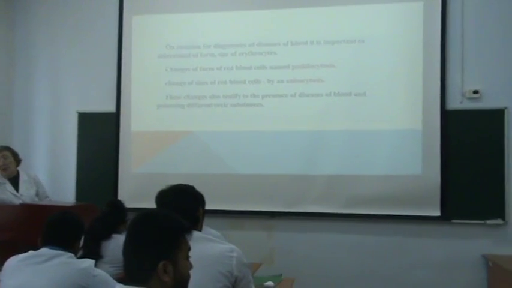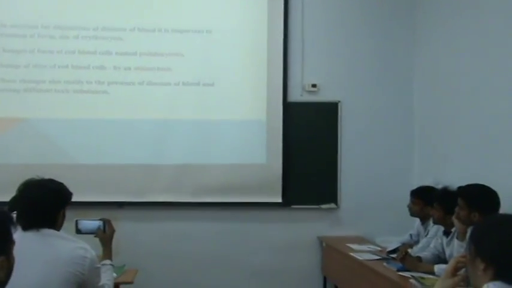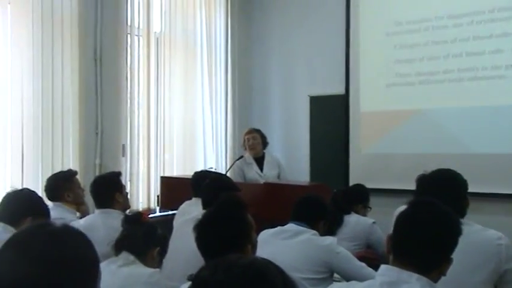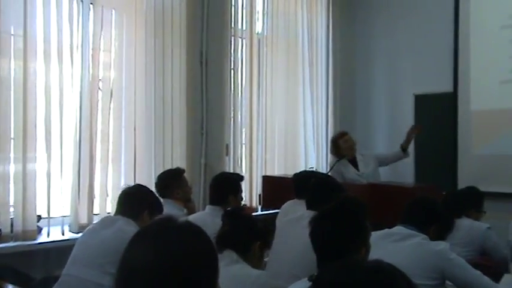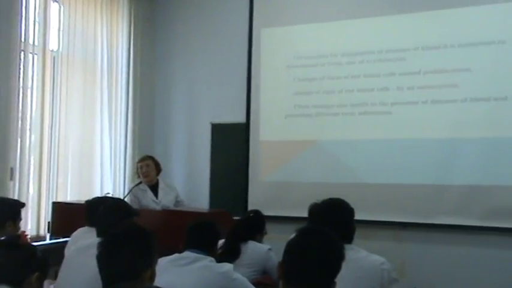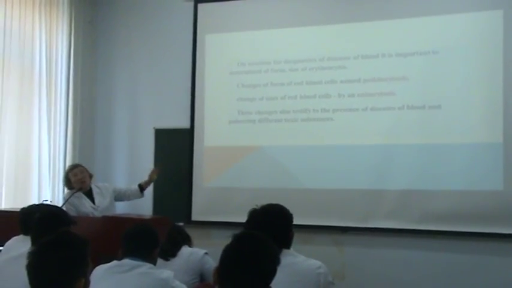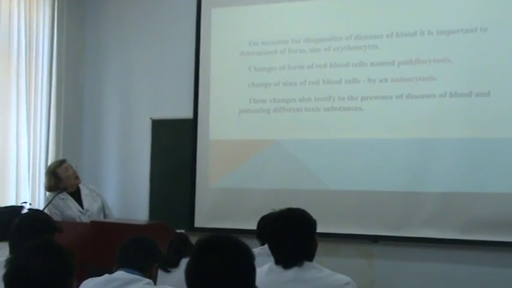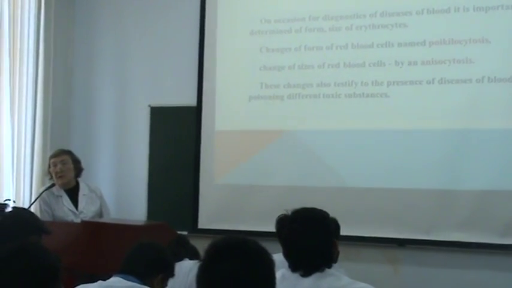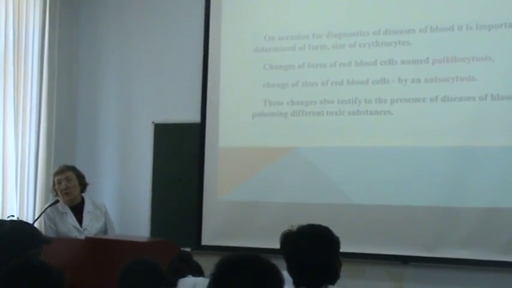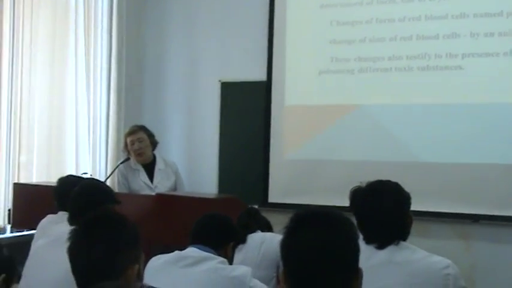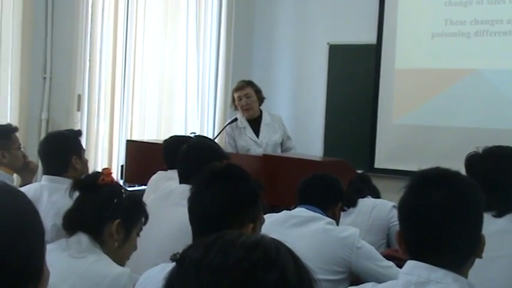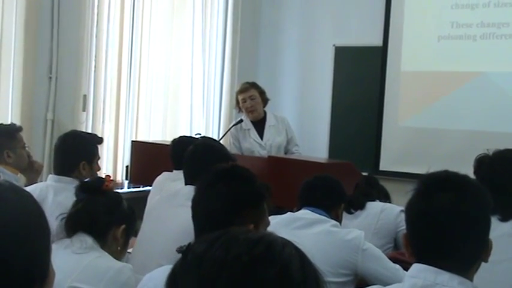On occasion, for diagnostics of diseases of blood, it is important to determine the form and size of erythrocytes. Please look, what is poikilocytosis? This is a change of form. And anisocytosis is a change of sizes. This is important for our conclusion. These changes also testify to the presence of different blood diseases and poisoning by different toxic substances.